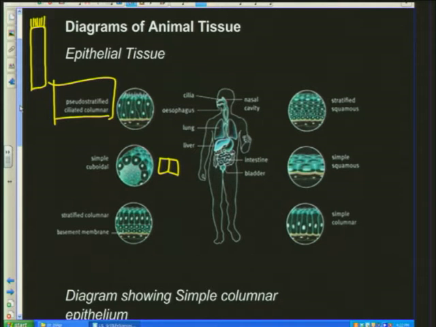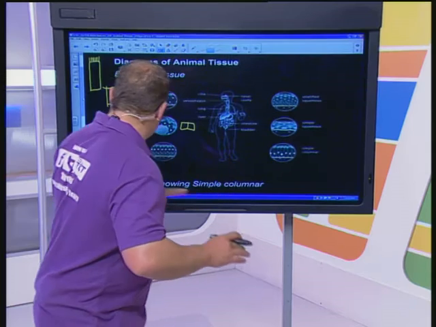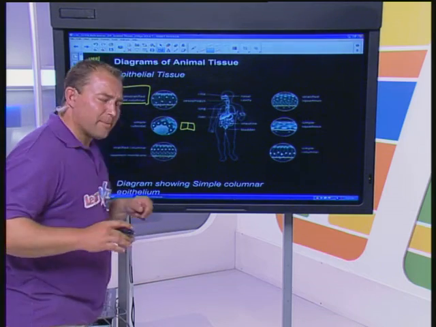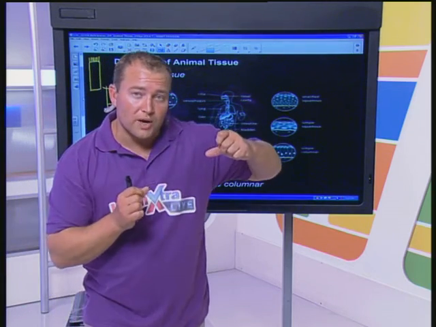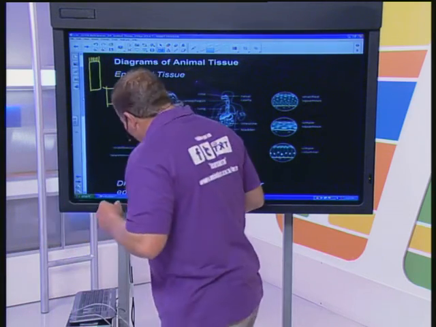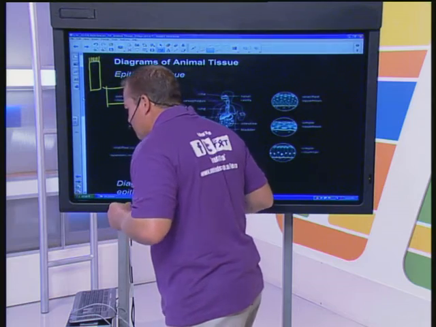Then you get stratified columnar. Columnar is long, thin ones. Stratified. Where have you heard stratified before?